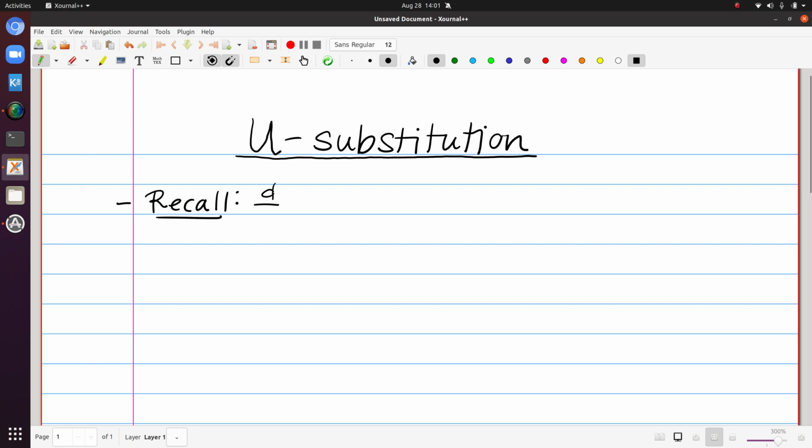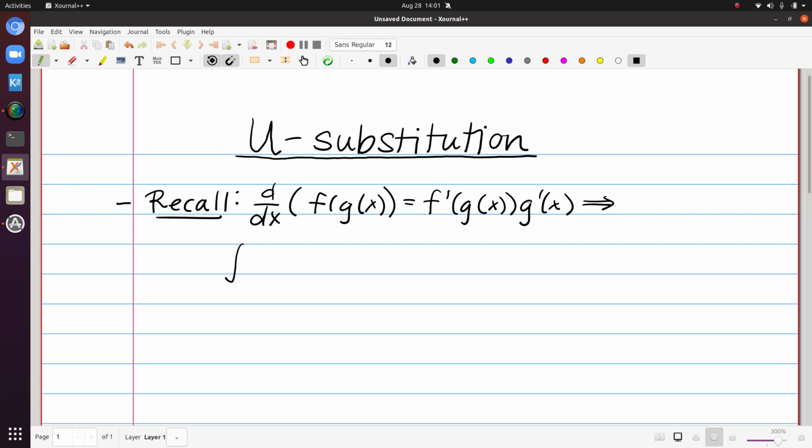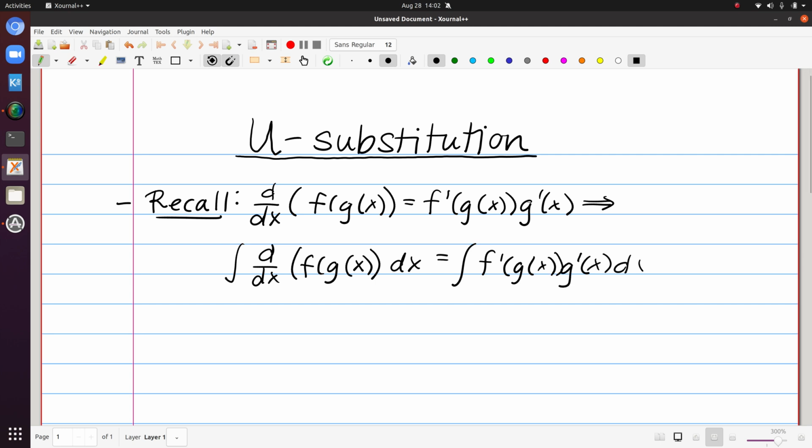The chain rule we use when we're differentiating a composite function, so the derivative, say, of f of g of x, and that gives us f prime of g of x times g prime of x. If we then integrate both sides of this expression, this says that the integral of the derivative of f of g of x is equal to the integral of f prime of g of x times g prime of x.